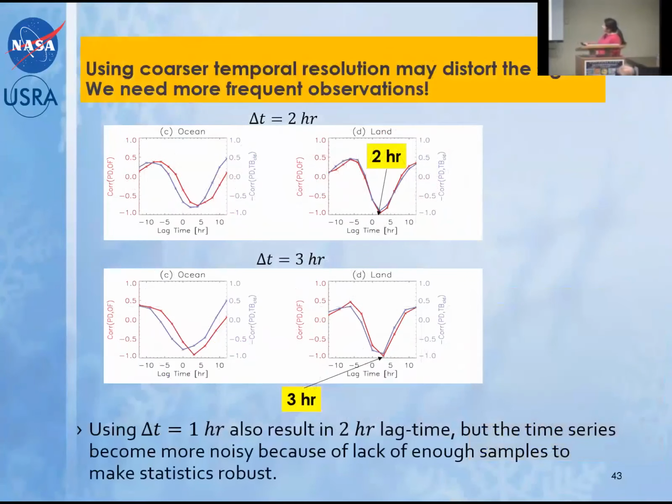And then let's take a look at the sensitivity to the temporal resolution. If we use 2 hours as the temporal resolution, the lag correlation happens at 2 hours. If we use 1 hour, it also happens at 2 hours. But if we use 3 hours, of course, it's shifted to 3 hours. So the lag correlation is distorted if we use 3-hour temporal resolution. That's why we think you need higher temporal resolution in order to understand the microphysics evolution with the cloud and precipitation life cycle.